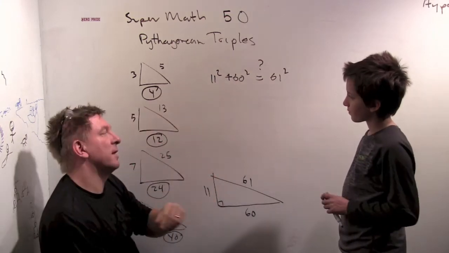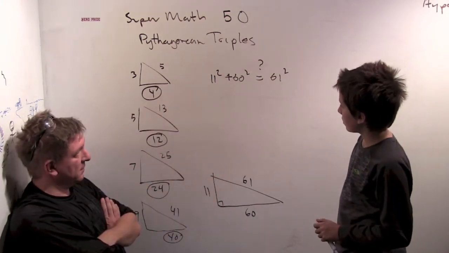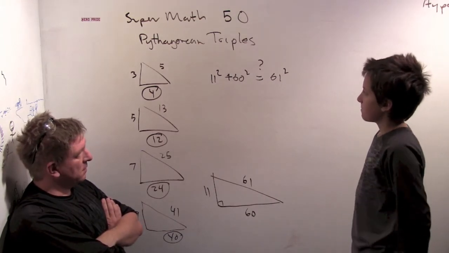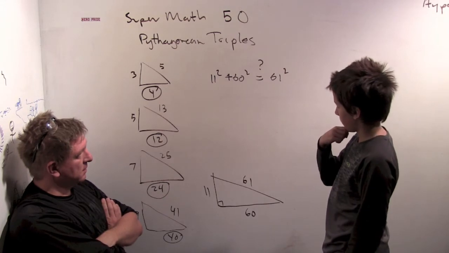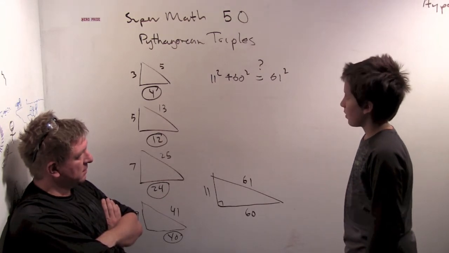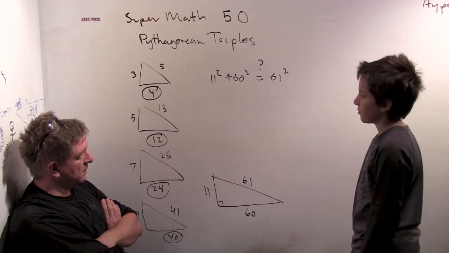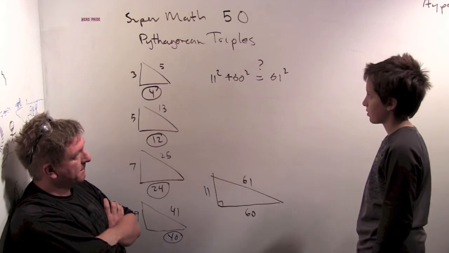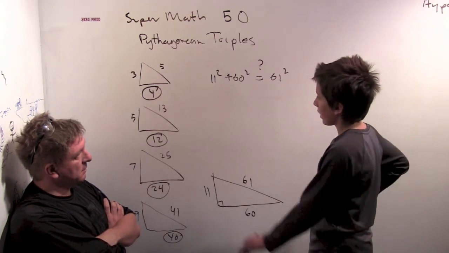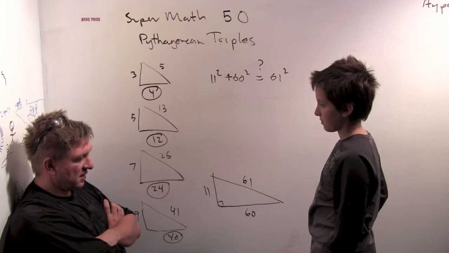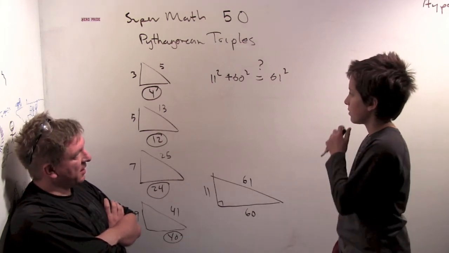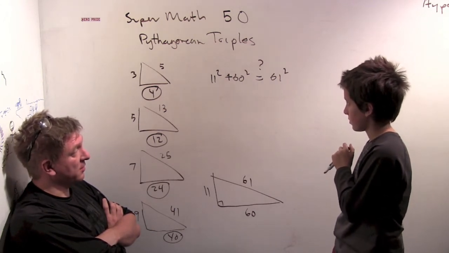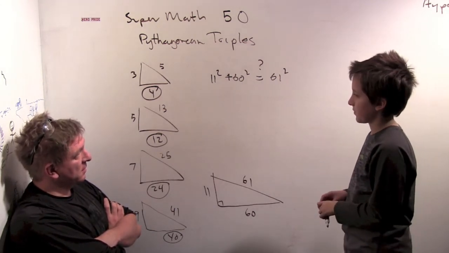Without multiplying it all out. Well, what could we do? This is going to be pretty tough to multiply out. Yeah, that's why I'm trying to avoid multiplying it out. Try to find a clever thing that doesn't involve multiplying out the squares. So what about if we use the difference of squares?